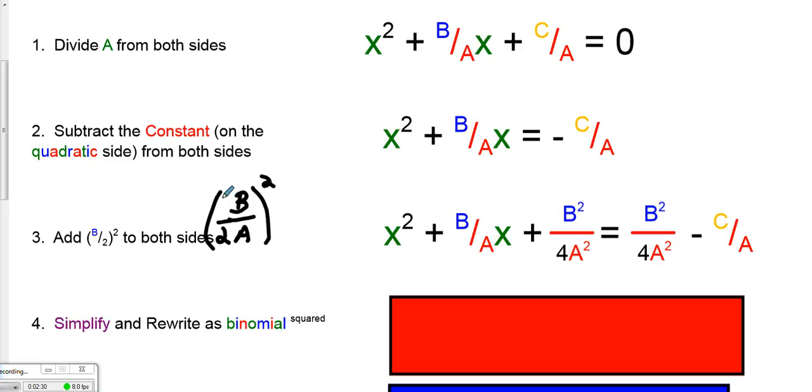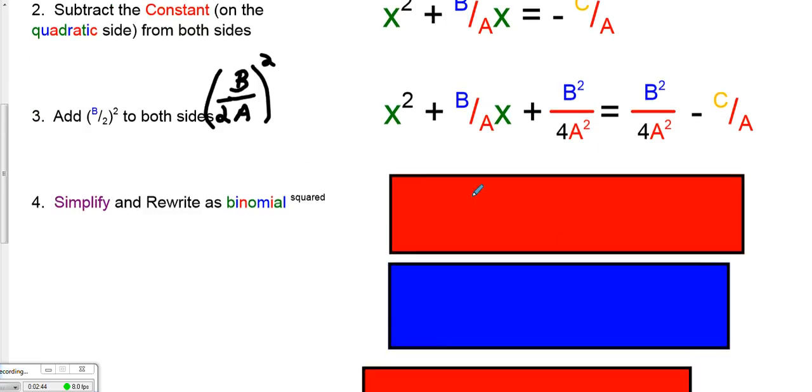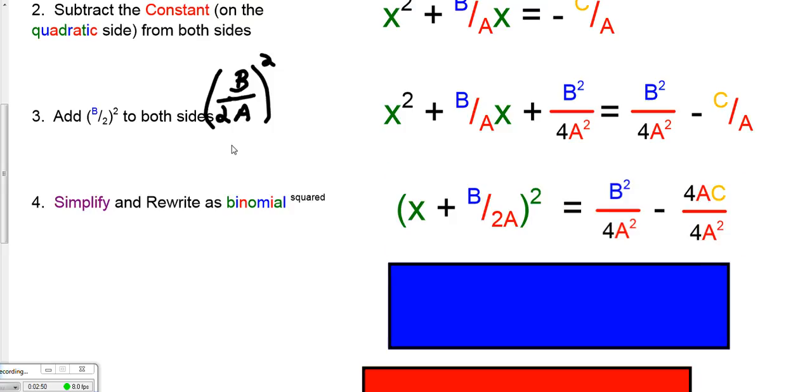This b over 2a, remember this is like my half of b. So right here, I've added b squared over 4a squared to both sides. There's still this negative c over a. Now when I simplify and rewrite as a binomial squared, remember this b over 2a, that's what goes here when I'm writing my binomial squared. It's x plus half of b. And half of b was technically b over a, so I have to use b over 2a. This is what's being squared to give me this b squared over 4a squared.